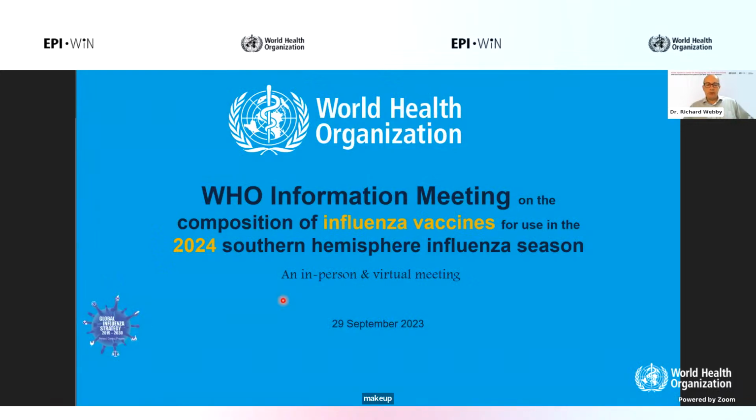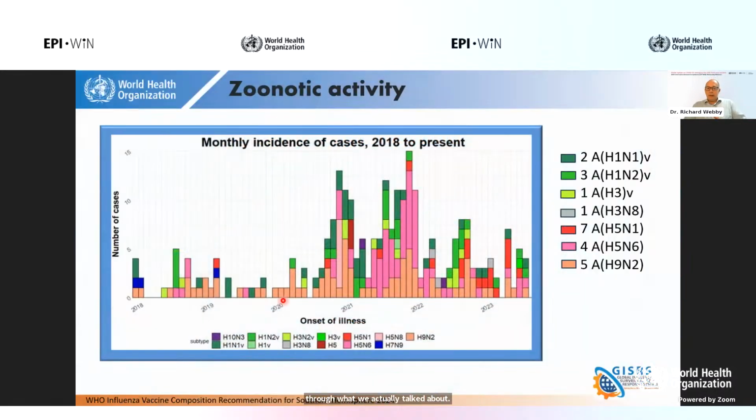And so I'm going to run through, just as Dr. Lewis did, go through what we actually talked about last week. So here is just a slide showing the number of zoonotic cases. Again, these are viruses that have gone from animals into humans, but haven't gone any further than that. So each of these, a number of cases on this axis, the time across the bottom, each of the different colors represents a different virus that's circulating in the animal populations.